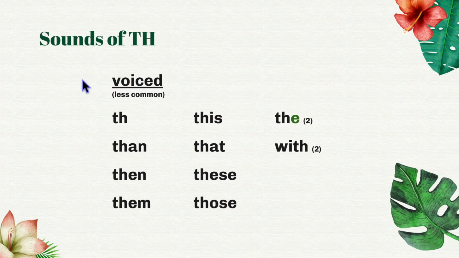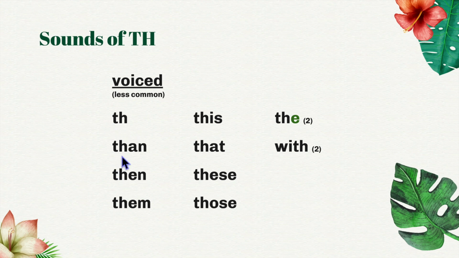The voiced sound of TH is th. Your tongue and mouth do the same thing, but your vocal cords vibrate, which you can feel if you put your hand on your throat. The th voiced sound is less common than the other sound. So if you see a word and you're not sure which sound it has, try the unvoiced th sound first. If it doesn't give you a word you recognize, then try the voiced th sound.